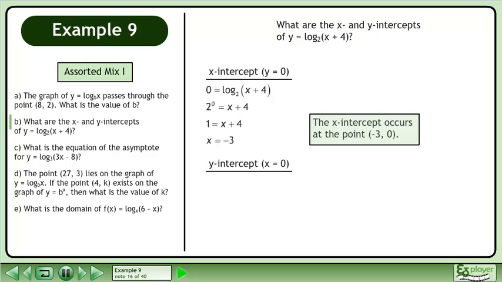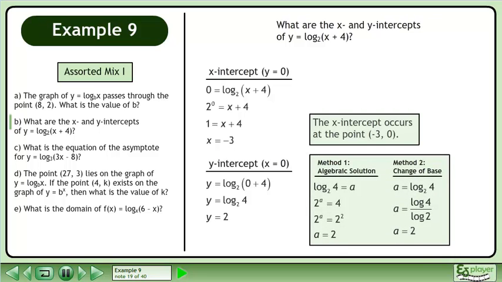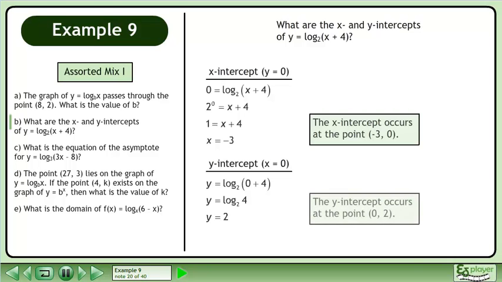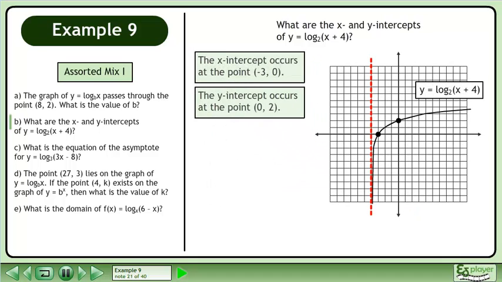Now we'll find the y-intercept, which occurs at x equals 0. Plug in 0 for x. This gives us y equals the base 2 logarithm of 4. Evaluate the logarithm to get 2. The y-intercept occurs at the point 0, 2. If we graph the function, we can see the x and y intercepts.